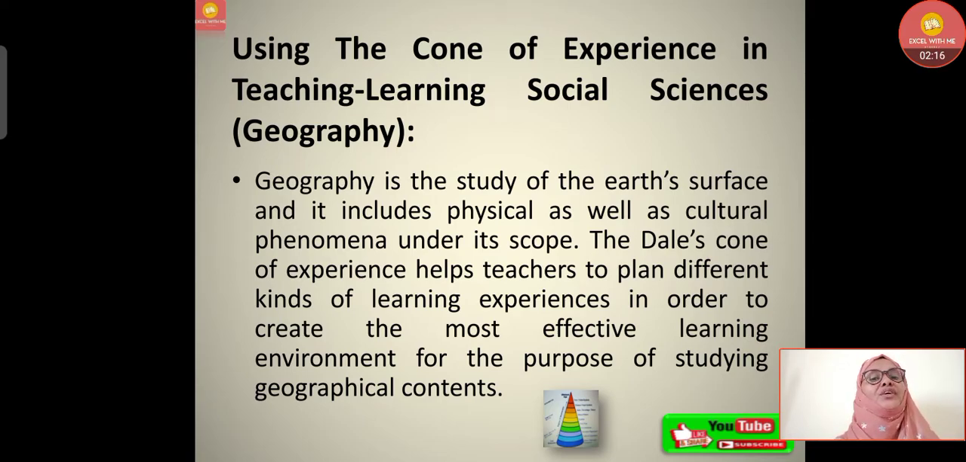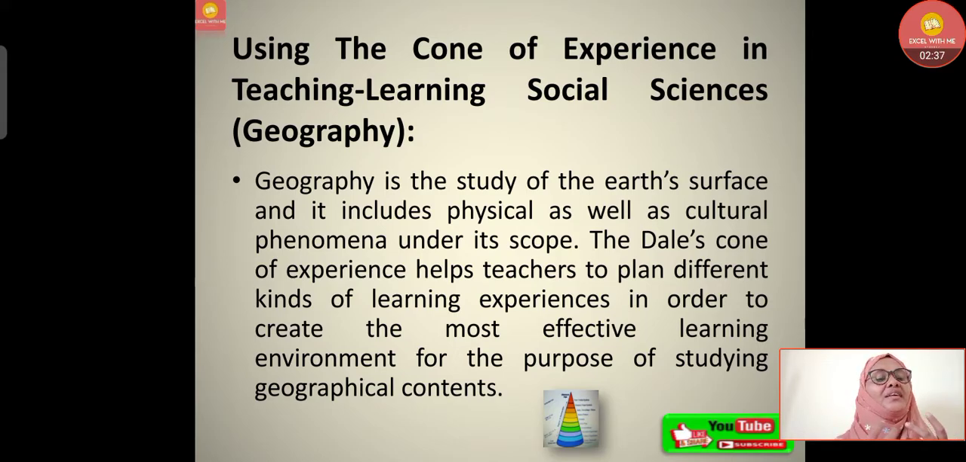Geography is the study of the Earth's surface. As we all know, it includes physical as well as cultural phenomena under its scope. Dale's cone of experience helps teachers to plan different kinds of learning experiences in order to create the most effective learning environment for the purpose of studying geographical contents.